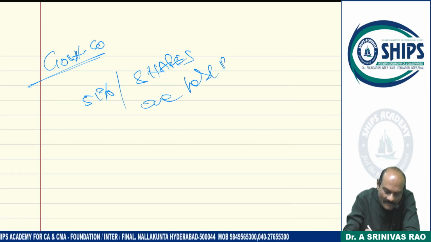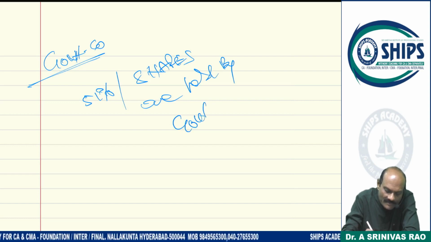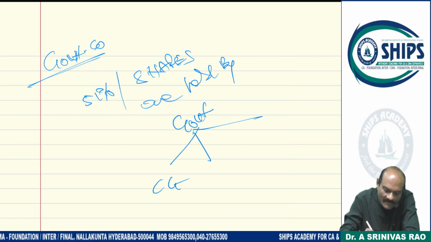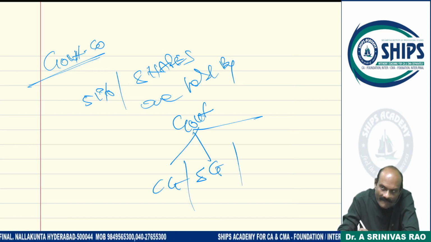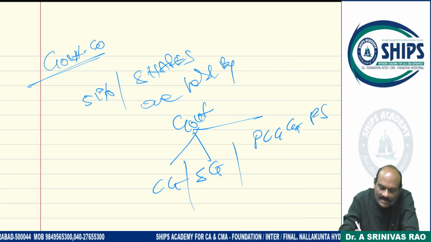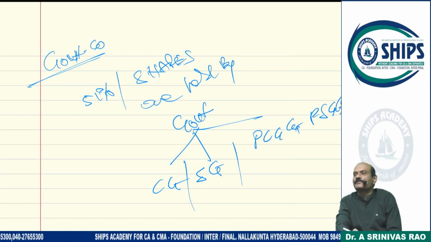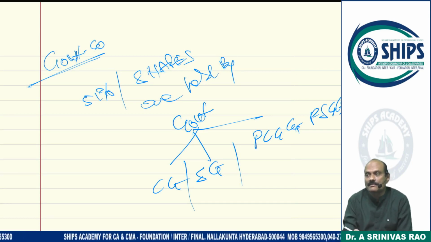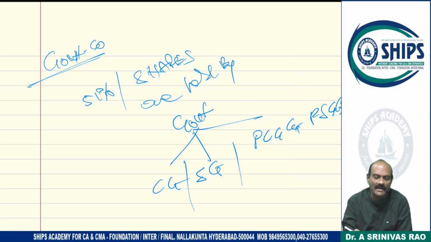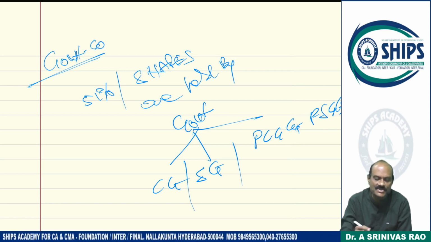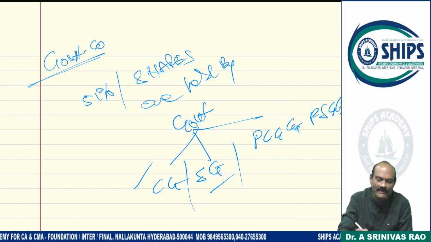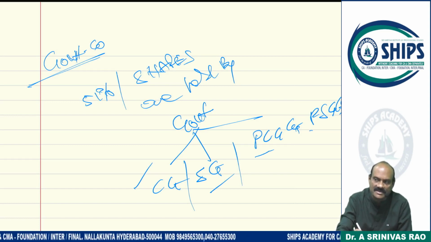Shares are held by government. Government means central government, state government, or partly central government and partly state government or state governments. According to Sindhu, 51% or more shares of any company held by government. Government means, she said, central government or state government or partly central government, partly state government or state governments.